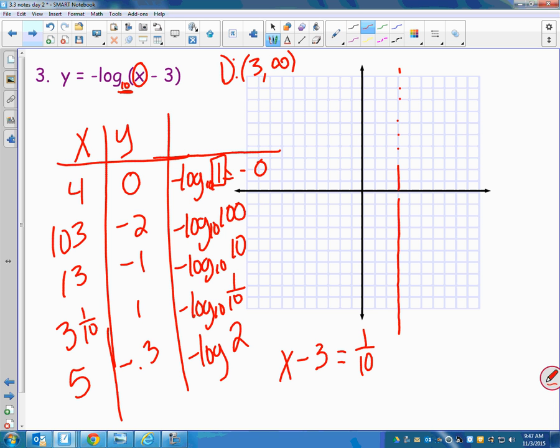But at some point in your future, you're going to have to do one of these without a calculator for me. So that's why I wanted to make sure I go through it. Sometimes it's kind of tricky with the negative out front. But let's think about what this would look like if we graph this.